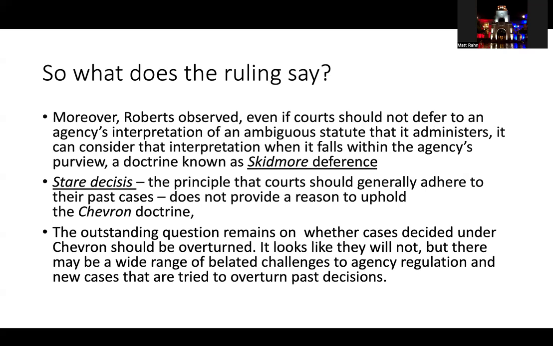So one of the other things Chief Justice Roberts observed is that even if courts should not defer to an agency's interpretation of an ambiguous statute that it has to administer, it can consider that interpretation when it falls within the agency's purview, a doctrine known as Skidmore deference. We didn't talk much about this, but basically what Skidmore deference says is, yeah, Congress and others are sometimes really bad at writing laws, right? And it's ambiguous, it's not clear. They're not experts in the sciences in a lot of cases, and so they write stuff that they don't really understand well, and they hope that the agencies create the rules and regulations behind that law to help interpret it and put it into its proper place, right? And you can see this from air quality to water quality, climate issues, whatever the case may be.